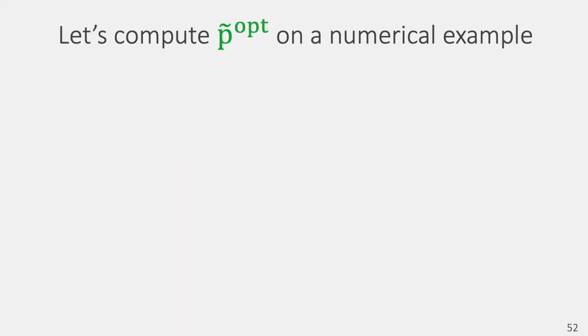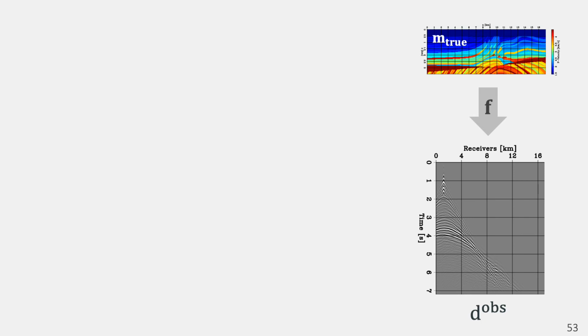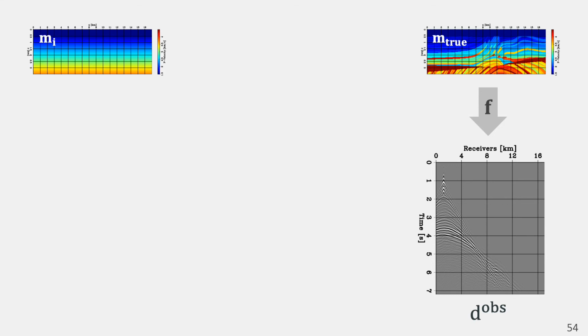Now we're going to compute and examine p tilde opt on a numerical example using the well-known Marmousi-2 model. This figure shows the true Marmousi-2 model from which we generate a synthetic noise-free dataset recorded at the surface and composed of approximately 200 shots. We use an acoustic isotropic two-way wave equation engine to model the data, and here we display one representative shot gather from this dataset. Next, we consider an inaccurate initial velocity model shown in the top left panel on the screen. The velocity values are laterally invariant and linearly increasing with depth.